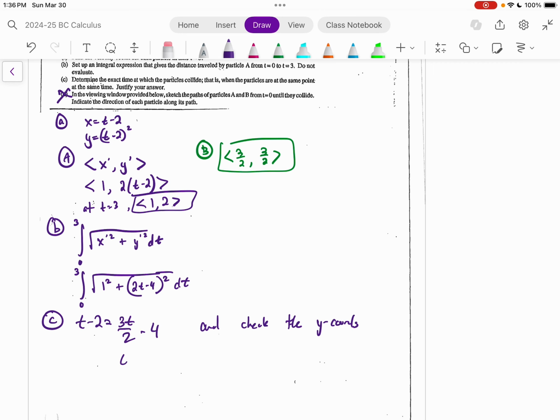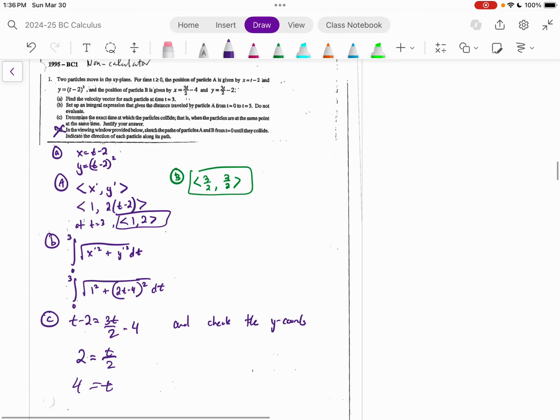I get t over 2 over here and 2 over here, so I get t equals 4. And then we're saying the x coordinates are the same at t equals 4. Are the y coordinates also the same at t equals 4? And you can see that they are. Y of 4 is going to be 4 minus 2 squared.